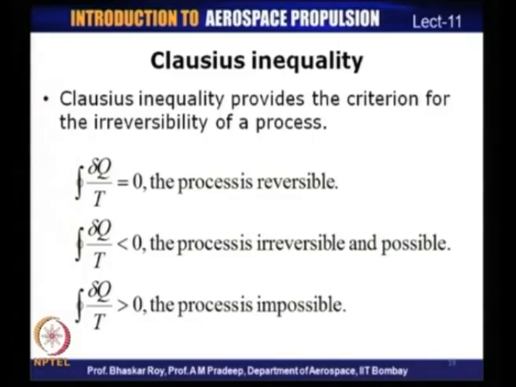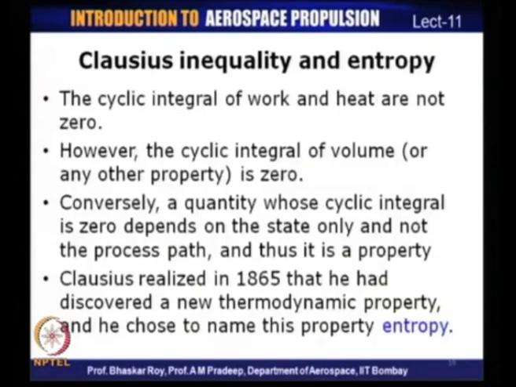So, cyclic integral dQ by T equal to 0 means that the process is reversible. Cyclic integral dQ by T less than 0 means the process is irreversible and it is a possible or a feasible process. But cyclic integral dQ by T greater than 0 is an impossibility. So, such a process is impossible.